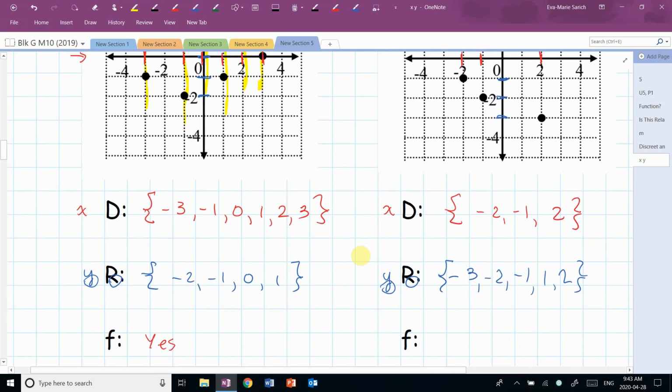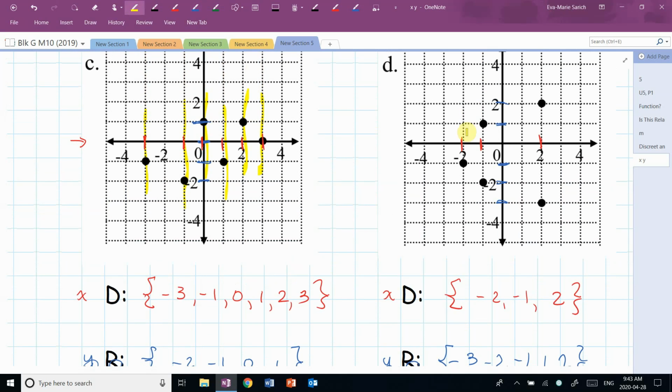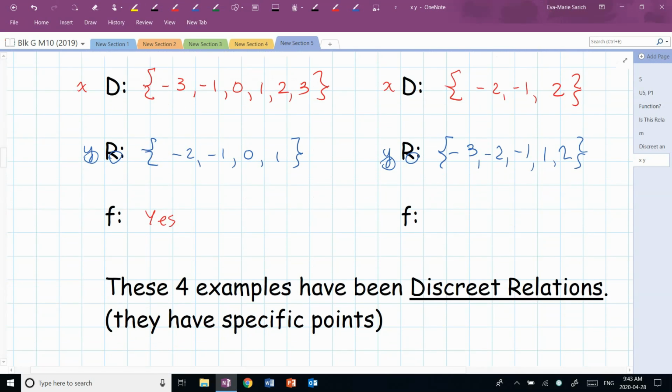Now we want to determine if this is a function or not. So use your vertical line test. Bang, we hit 2 points here, and bang, we hit 2 points there. So this is not a function, so there's a no.